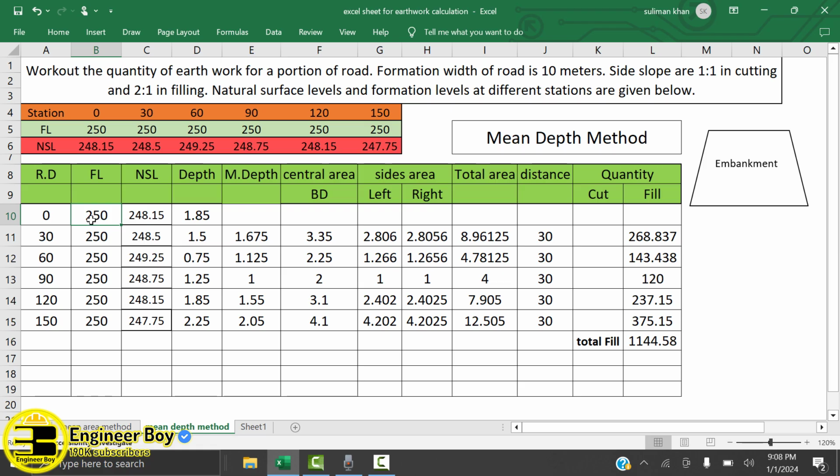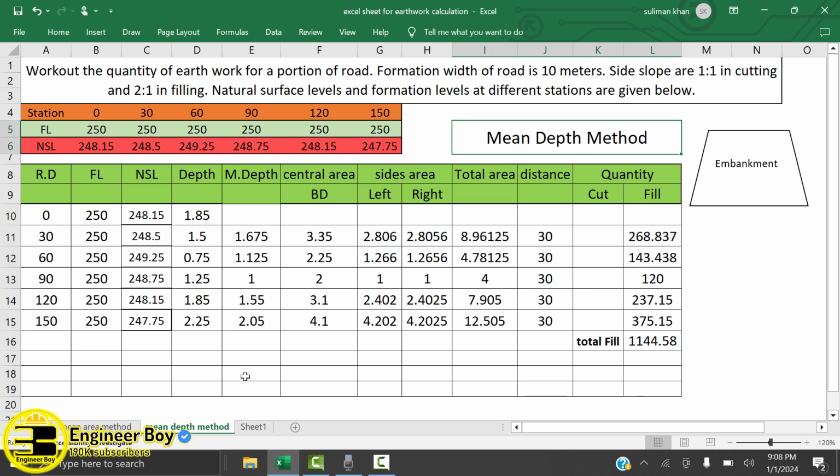Now, as you can see, we have the formation level and the NSL. What you have to do is only provide the NSL, which has been provided by the surveyor, and then the formation level, which has been provided by the engineer, maybe the designer, and that's going to give you the cut and fill in just seconds. But this is based on the mean depth method.